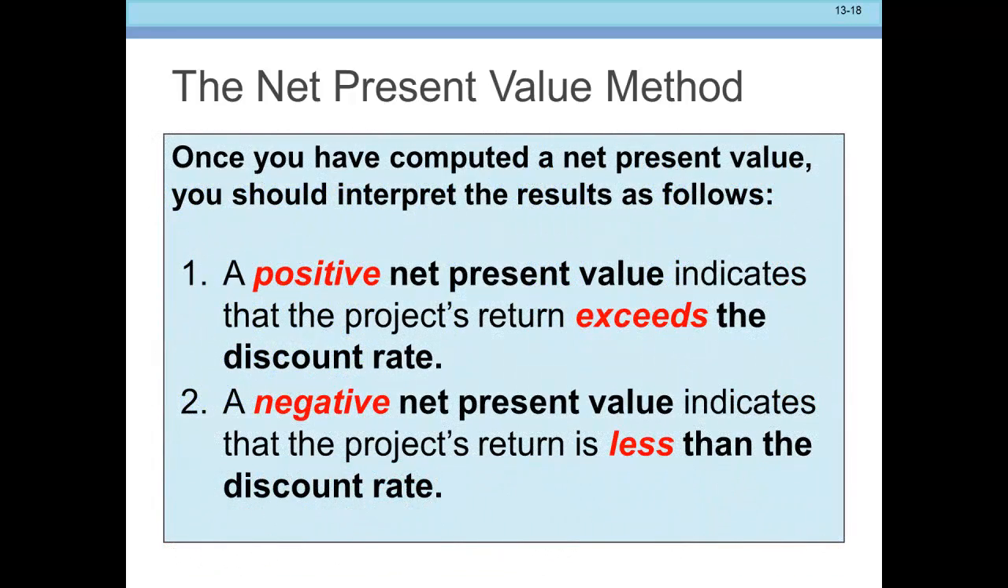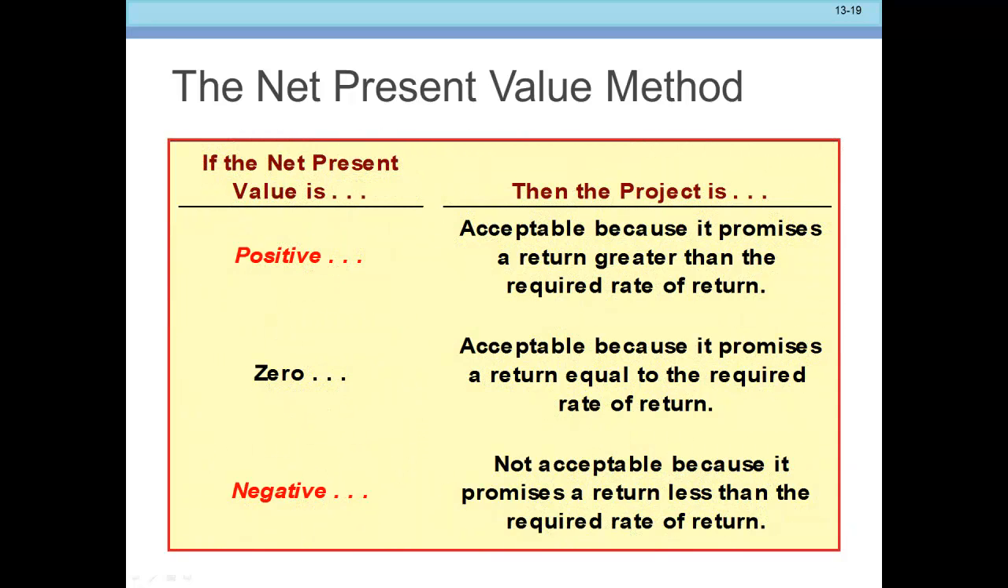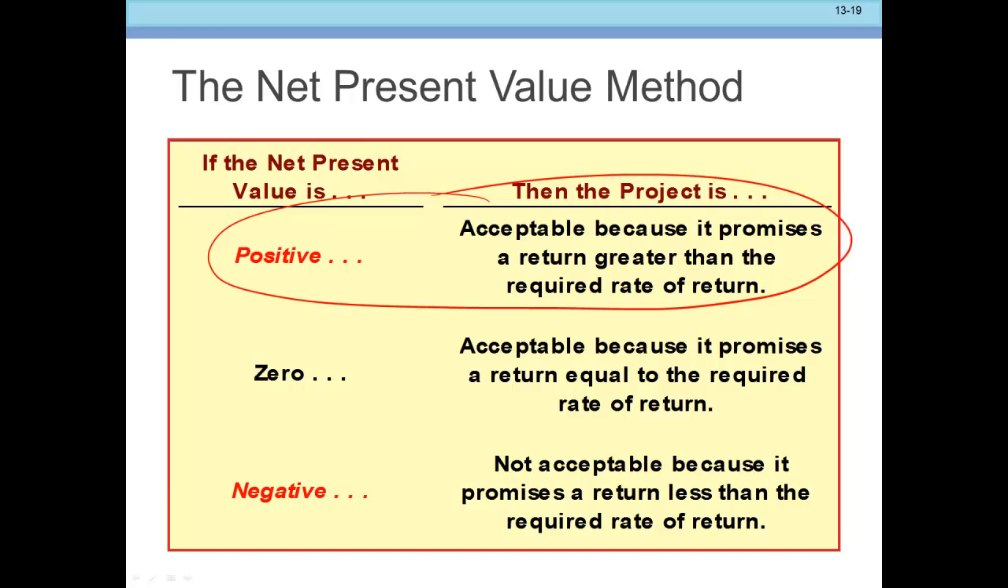A positive net present value indicates that the project's return exceeds the discount rate, which means we should probably accept the project. A negative net present value indicates that the project's return is less than the discount rate, so we should not accept the project. So we accept the positive net present value project because it suggests a return greater than the required rate of return. And we reject the negative net present value project because it suggests a return less than the required rate of return.